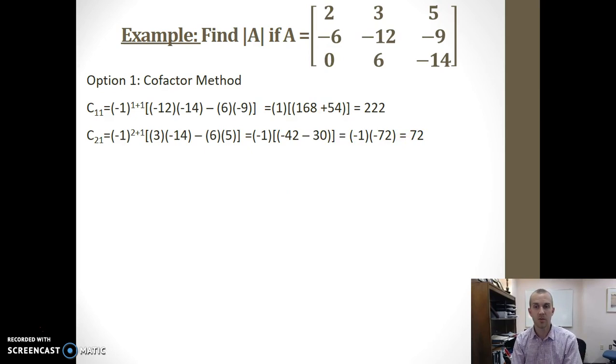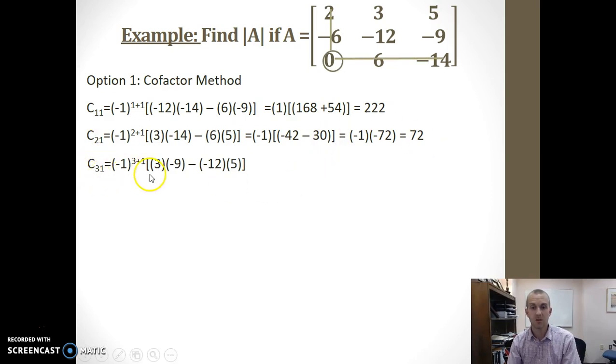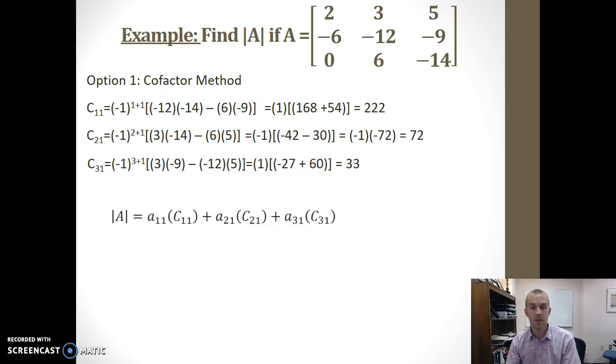Now I'm going to do the third row, first column. And I'm going to, again, find my cofactor. When I simplify that determinant multiplied by -1 raised to the fourth, I get positive 33. Now to find my determinant, I take the element, multiply it by its cofactor. So in this case, I'm going to do the elements from the first column, multiply it by its cofactor.